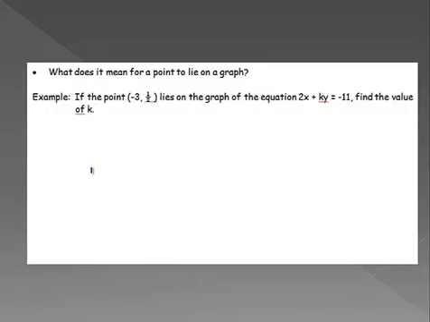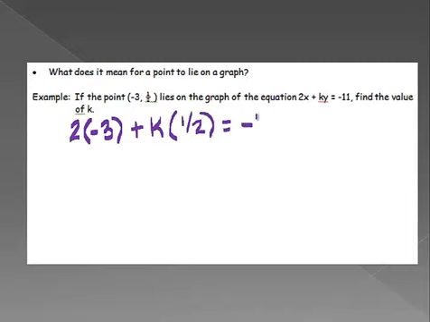It means that that point has to satisfy the x and the y in the equation so that the left side must equal the right side. So if I look at this one and I say if some point lies on the graph of this, then what's k? What are we missing here? So we're going to do 2 instead of x, the x value here, plus k, we don't know k, whatever you don't know, leave it as your variable, times y, well they're giving us y here, equals negative 11.